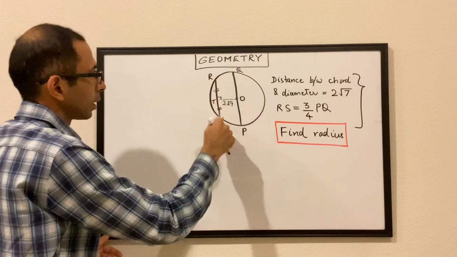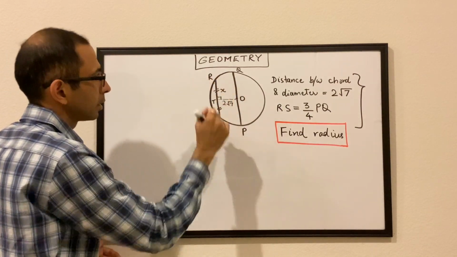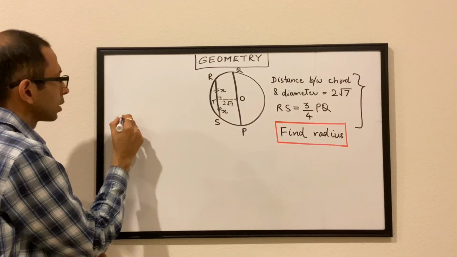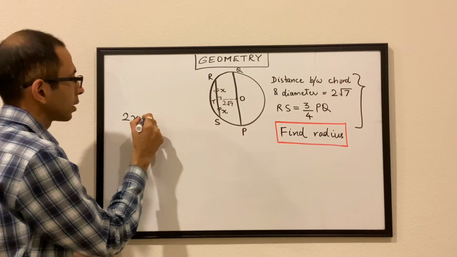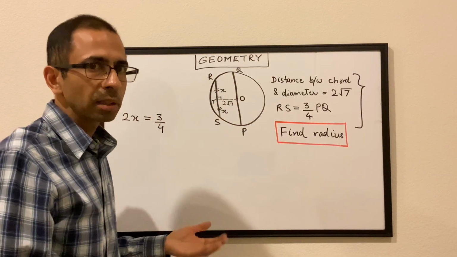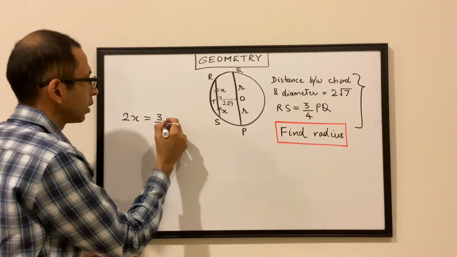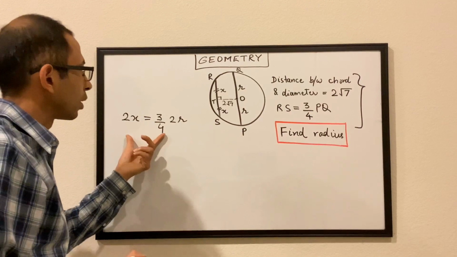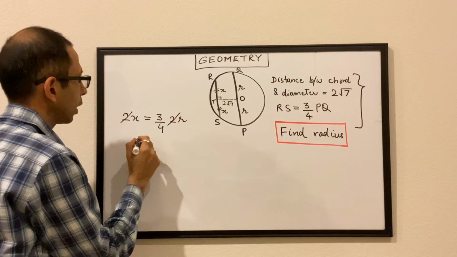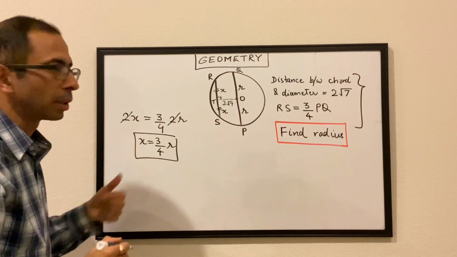Now, let's say that this side RT is X, so TS would also be X, okay? What they've given is that 2X, or basically RS, is equal to 3/4 of the diameter. Diameter is nothing but 2R, because this is R and this is R, so it's 2R, so 3/4 of 2R. So this is the relation given between the chord and the diameter. 2 and 2 cancel out, so we get X is equal to 3/4 of R. Okay, we'll see why we are doing this.